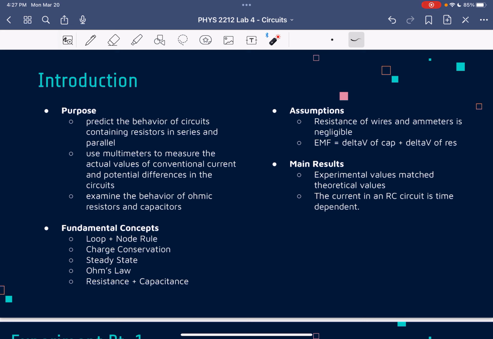Some assumptions we made were that the resistance in wires and ammeters is negligible, and that the EMF is equal to the potential difference of capacitors plus the potential differences of resistors. The main results of this lab include that experimental values match theoretical values and that the current in an RC circuit is time dependent.